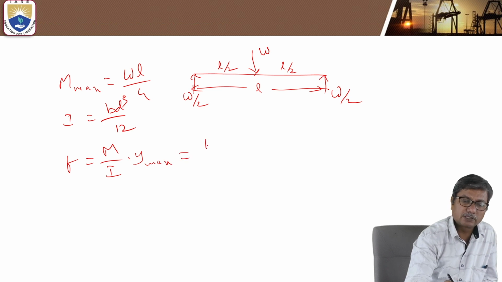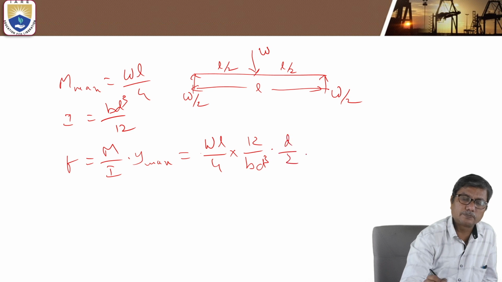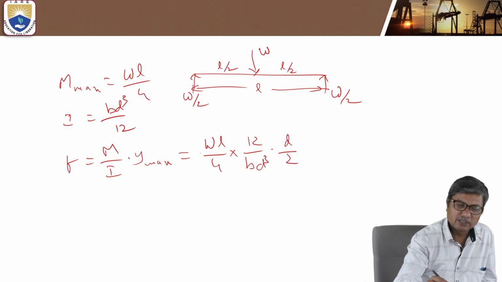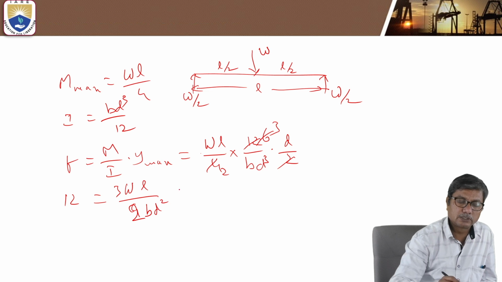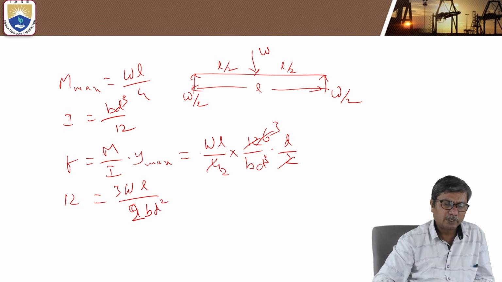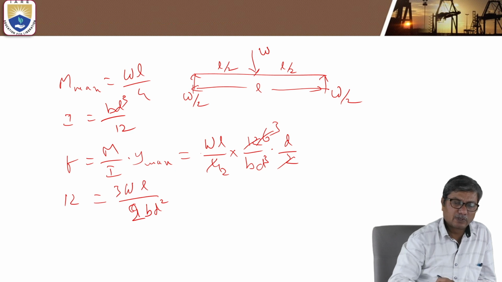That is WL by 4 into 12 by BD cube into D by 2. That is F, which is given now as 12. WL by 4, this is 6. So 3WL by 2 BD square is 12.